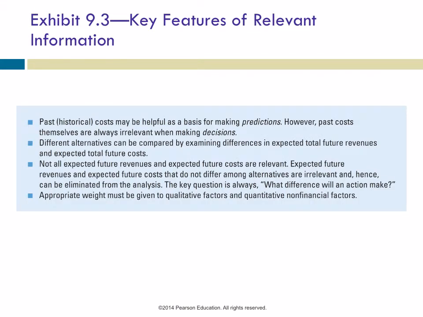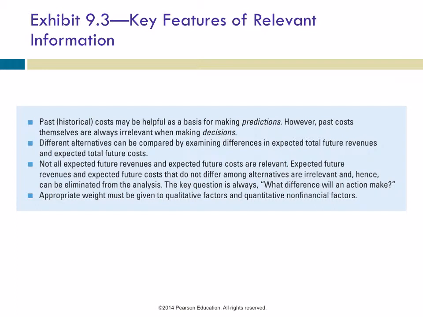So here's just a summary, some bullet points of some of the key ideas, key concepts behind relevant information. Basically, this first bullet point is pretty important to remember: just because past costs are not directly relevant in decision making, that doesn't mean that it's useless information, because we are able to develop some guesstimates, some predictions of future events based on past occurrences.